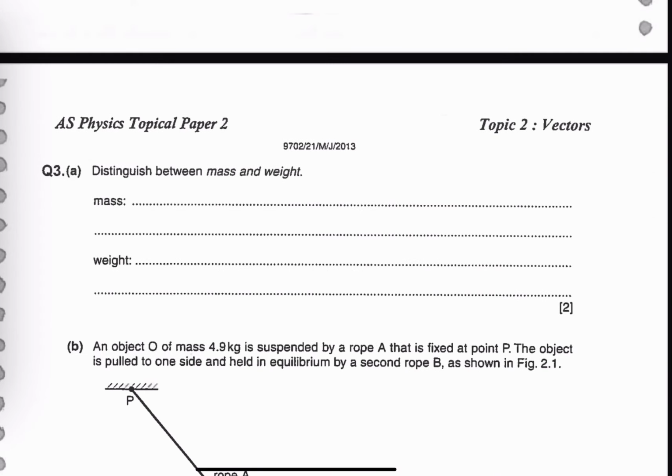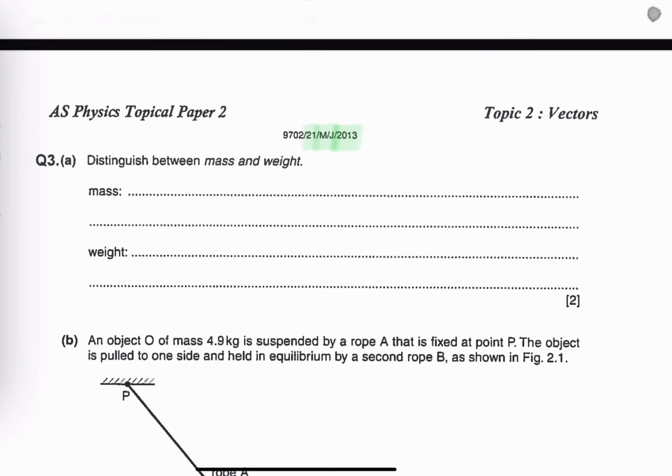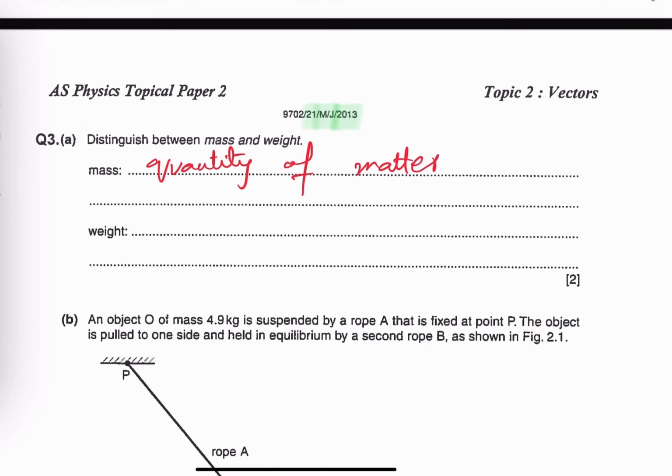Question 3 is from the 2013 paper, May June 21. Distinguish between mass and weight. So mass is a quantity of matter, whereas weight is the force due to gravity on an object.